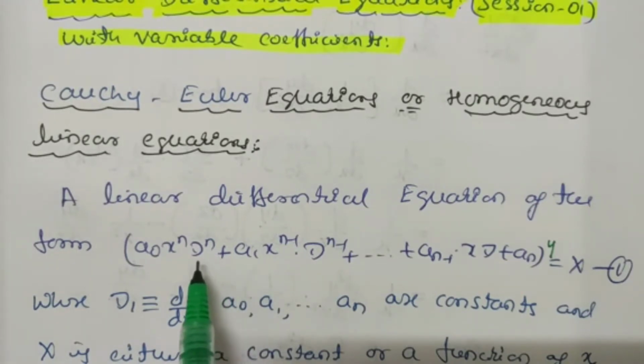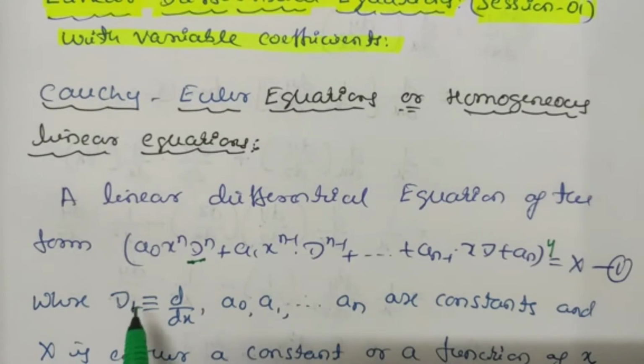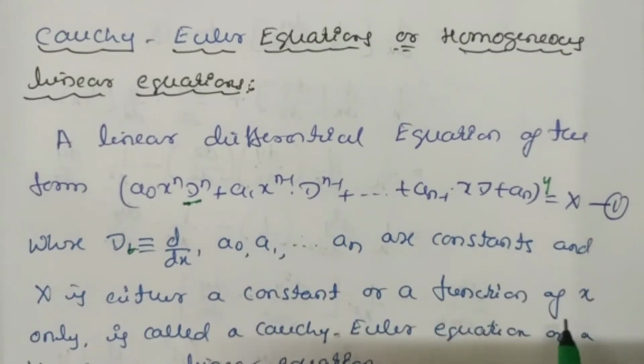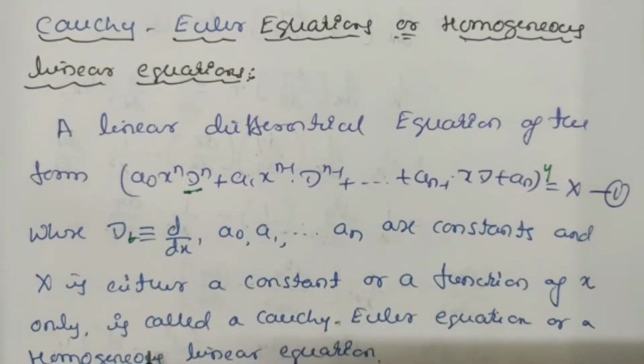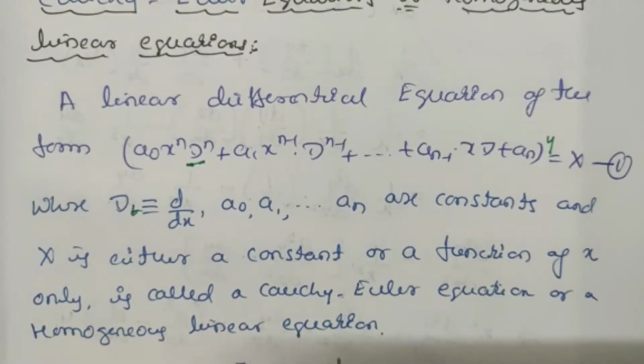Only difference is here: the coefficient of D^n is x^n, the coefficient of D^(n-1) is x^(n-1), etc., like this. Where D is d by dx, and a0, a1, etc., up to an are constants, and here X is either a constant or a function of x only. This is called a Cauchy's Euler's equation or a homogeneous linear equation.